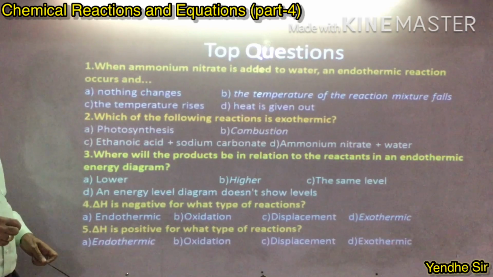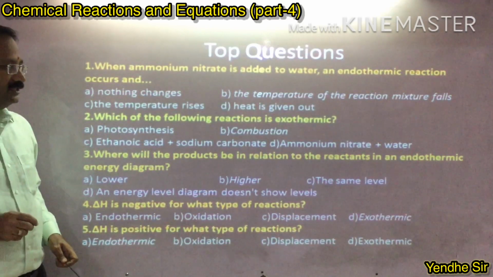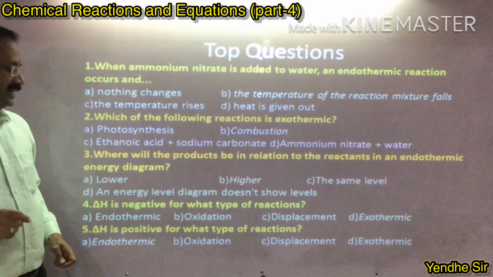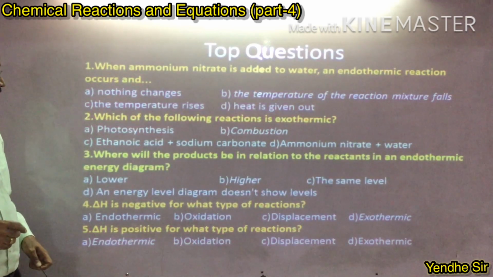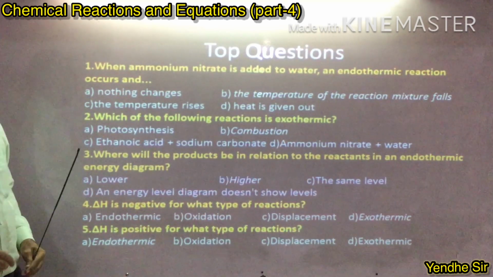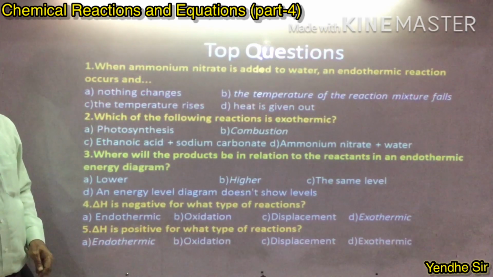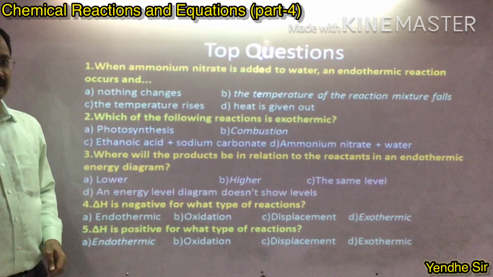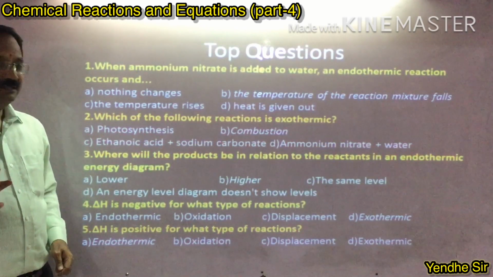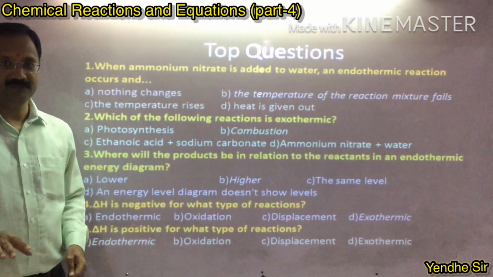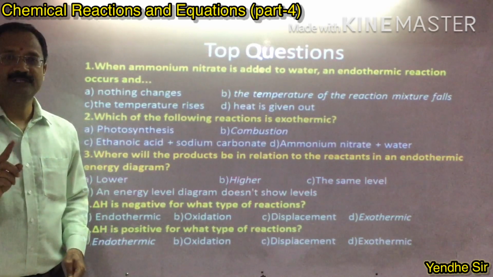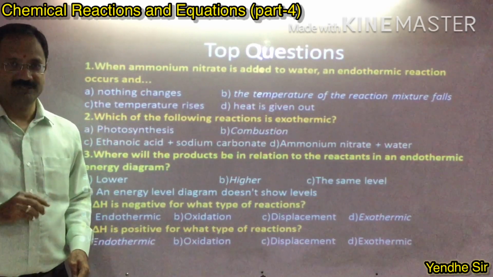Now, let's see the third one. Where will the products be in relation to the reactants in an endothermic energy diagram? This will be lower, higher, or the same level. In an endothermic reaction, it is always in a higher position. So, option B is the correct option.